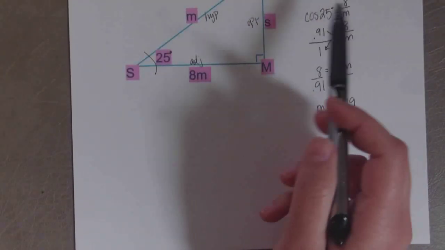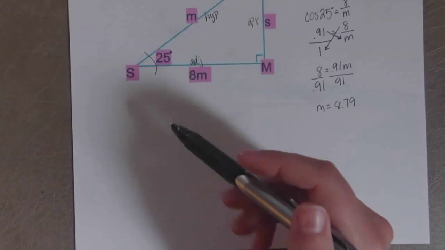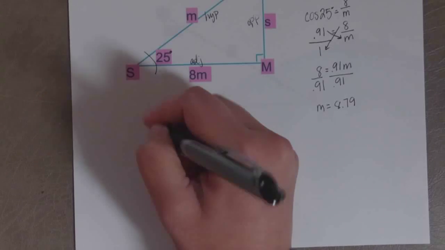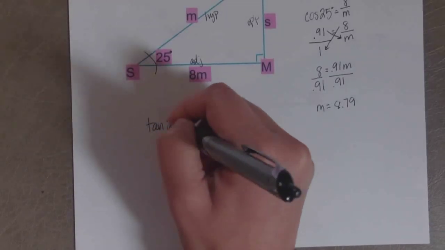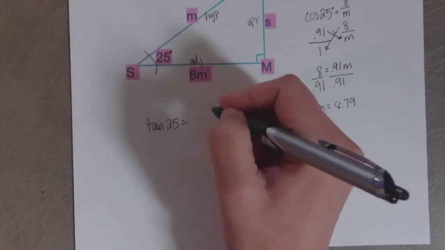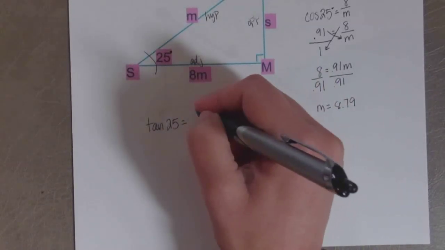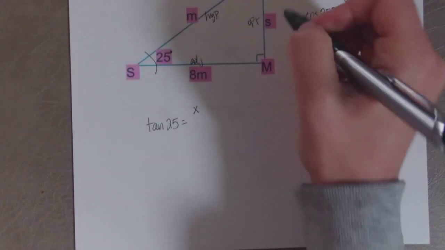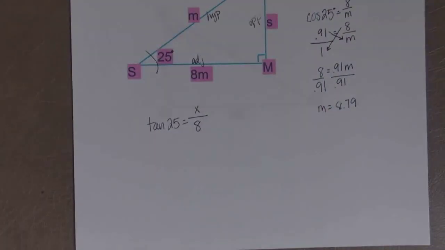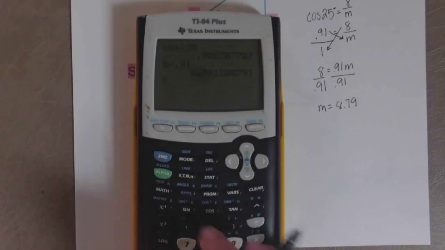So I have the adjacent side. I want the opposite side. Look at SOHCAHTOA. Which ratio uses the O and the A? Oh, that's right, the tangent. So we're going to use the tangent here. So the tangent of 25 equals opposite over adjacent. In this case, it's S, which I'm going to write as x actually, because S looks like a 5, over 8. Okay, there we go.